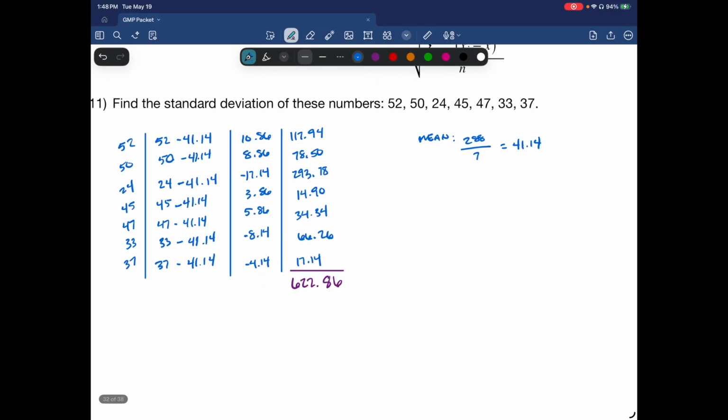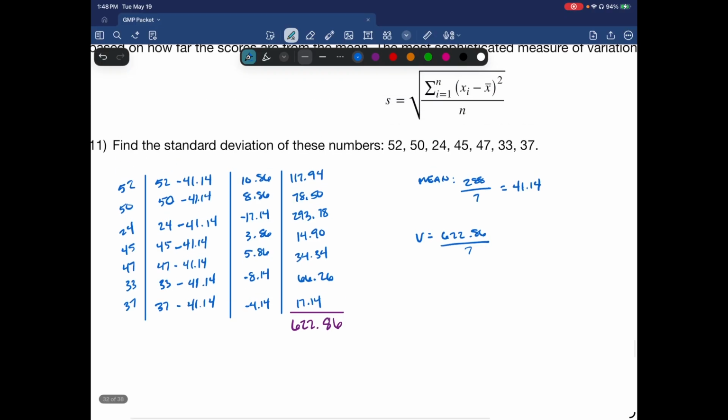Now we're going to use our formulas. The variance is 622.86 divided by 7, because n is the number of items. So the variance is the top over 7, and that's going to give me 88.98. And my standard deviation is the square root of that. The square root of 88.98 is 9.43. So my standard deviation is this.